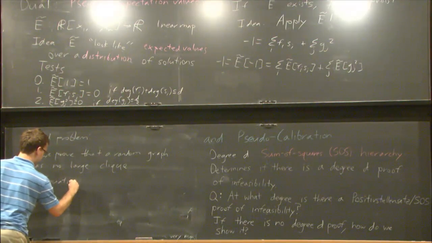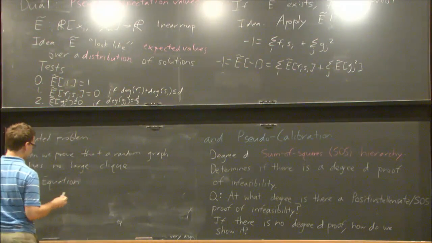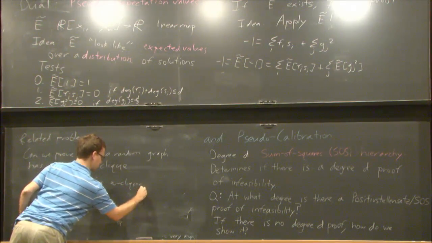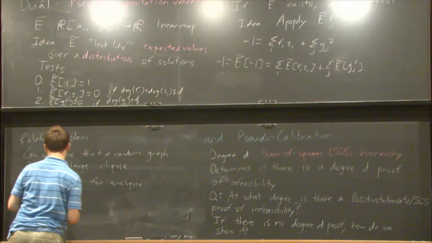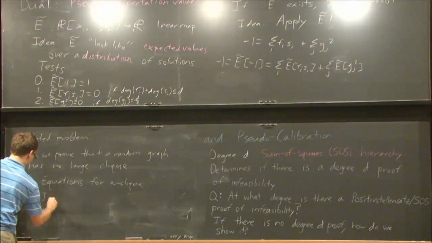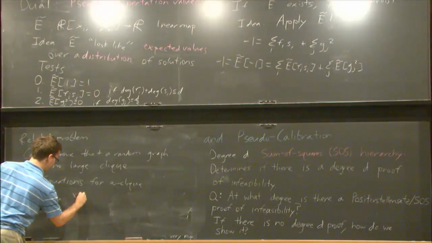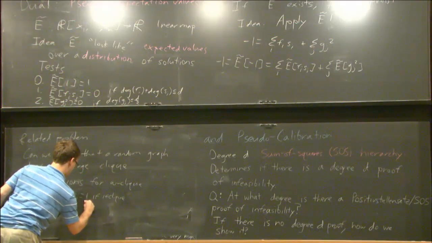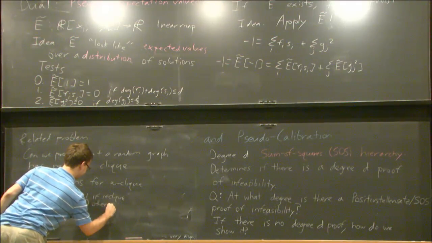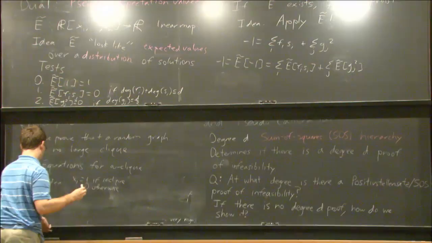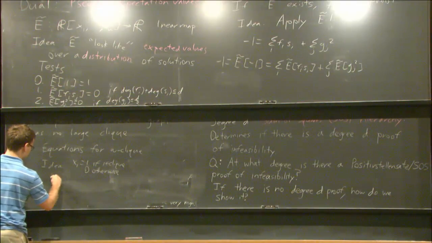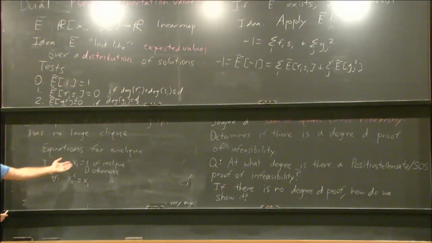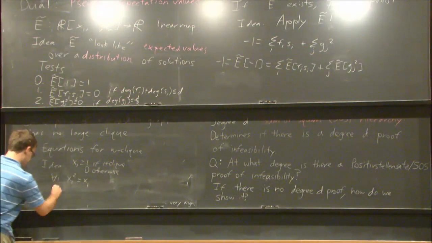Now I believe Pravesh gave these equations Tuesday, but I'll give a refresher. So the equations for whether a graph has a clique of size omega. The idea is that we'll have xi equals 1 if i is in the clique, and 0 otherwise. So first, for all i, we want xi squared to equal xi. This forces all the xi's to be 0 or 1.